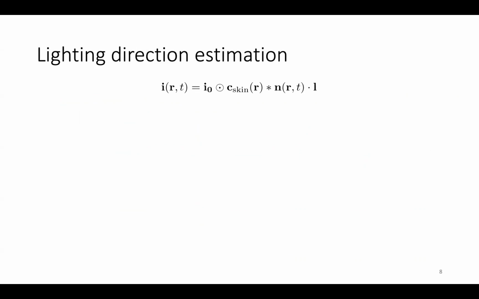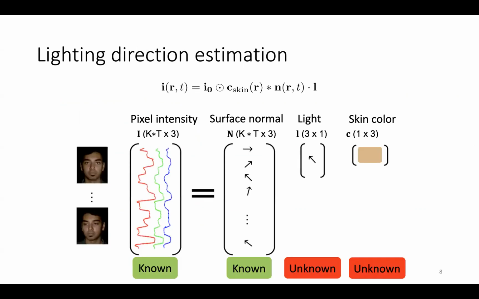So here, I contains the pixel intensities from all the regions on the face. K is the total number of triangles or points on the face, and T is the time duration considered to estimate the lighting. Now, the time duration should ideally be greater than the periodicity of the PPG signal. The N, which is the estimated surface normal direction for all the points on the face, is also of dimension K times T cross 3.